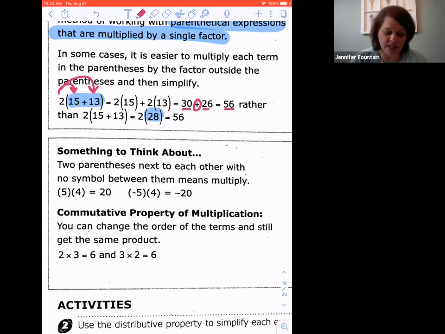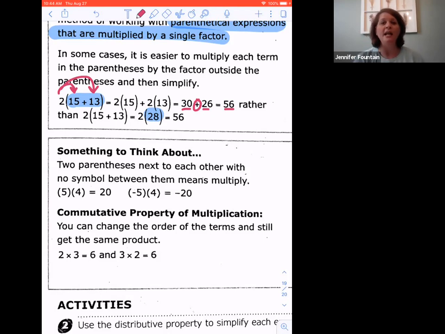Like this one, 15 and 13, probably not too hard to do. That's 28, and 28 times 2 is 56. But when we get into some bigger numbers, it might be a little more challenging. You can do it either way. You're going to get the same answer. The place that this is going to come in handy the most is when we start working with variables. When we have variables and we have to distribute, that's where it comes into play more.